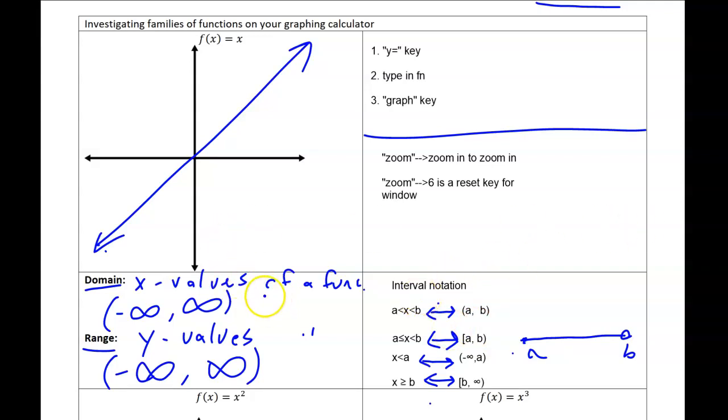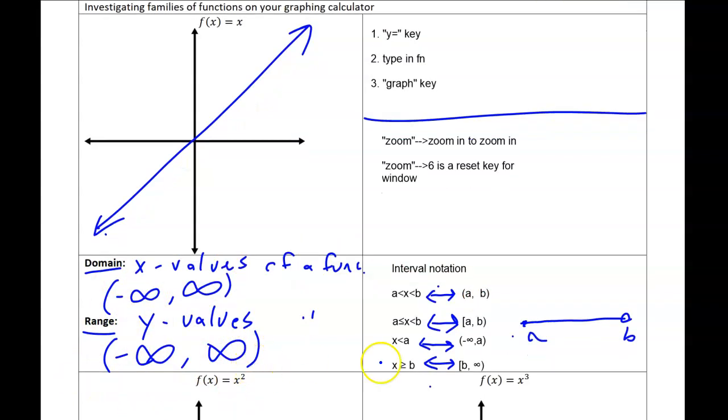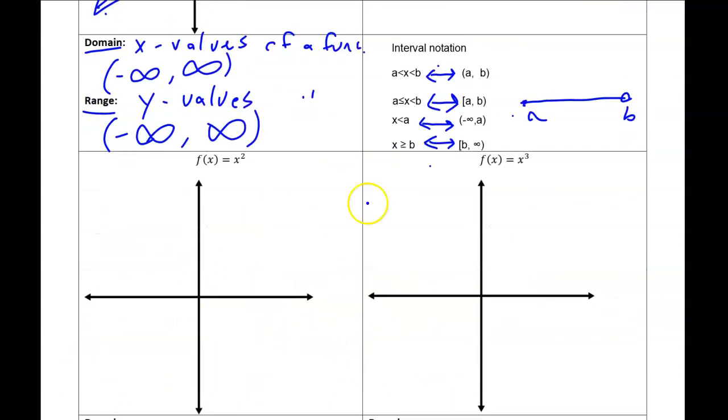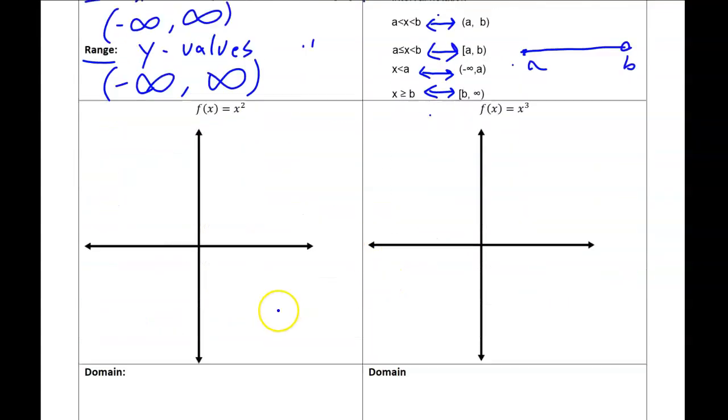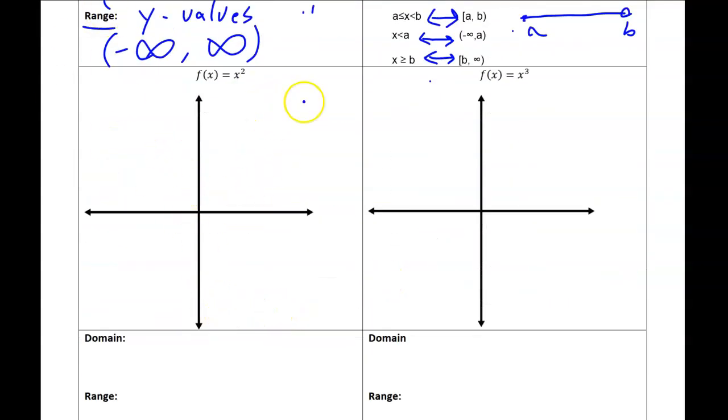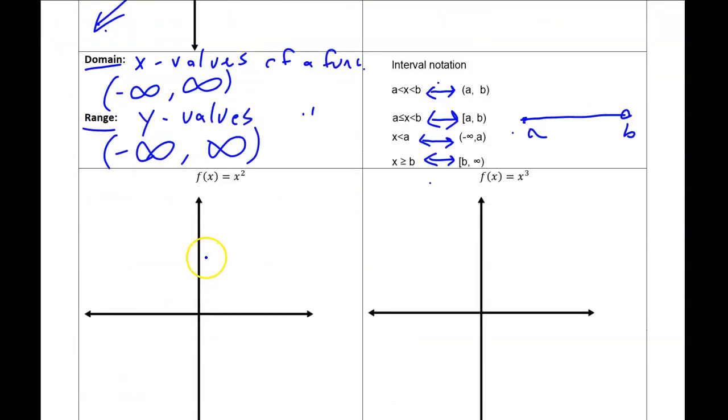If you think you'd rather just jump right in and experiment with this notation yourself, feel free to stop watching now and move on. Your next mission is going to be to fill out the rest of the notes using your graphing calculator. So sketch each function and then write the domain and range.